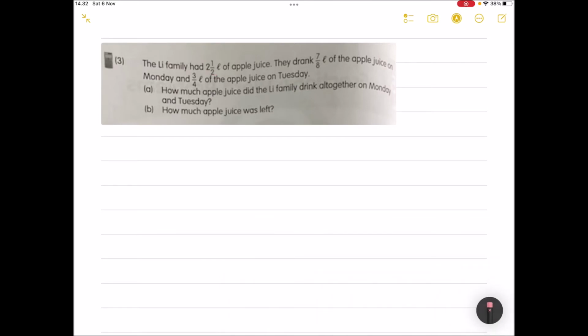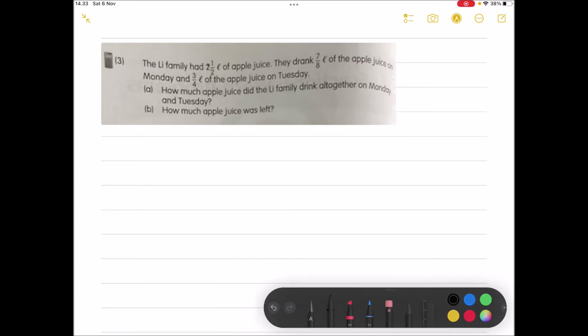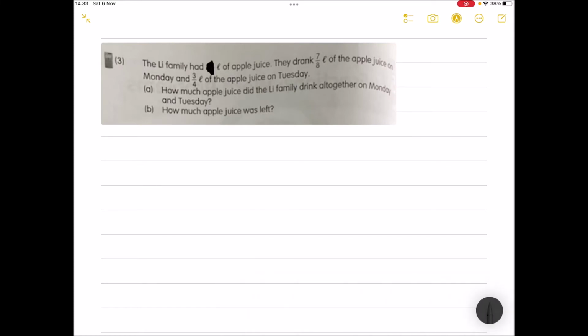Just because it's not that easy to perceive this number, what we are going to do is assume the number itself. So instead of 2.5, assume that the number is 8. This is probably 1 and this is probably 2. Okay, so now it's easier to understand.